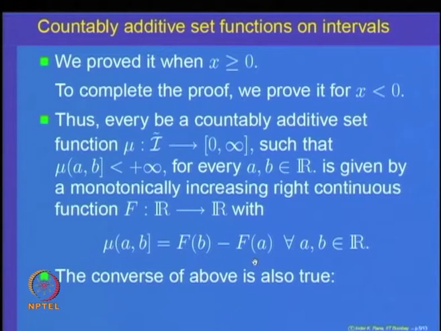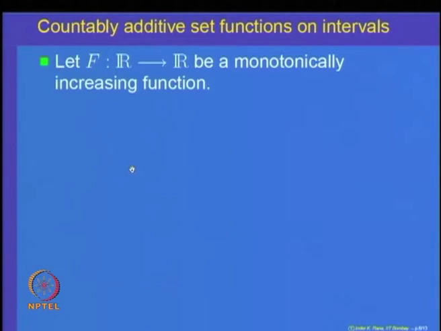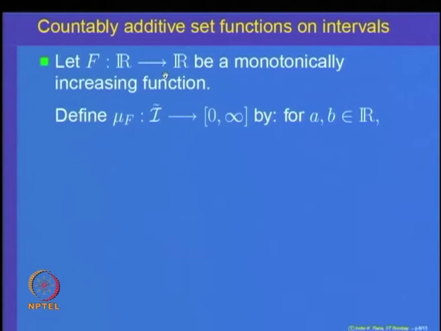So, that will prove that the only way we can construct countably additive set functions on the class of intervals is via monotonically increasing right continuous functions. So, the converse part of the theorem says the following: let f be a monotonically increasing function from R to R. Define mu f, a set function on the class of all left open right closed intervals, as follows.